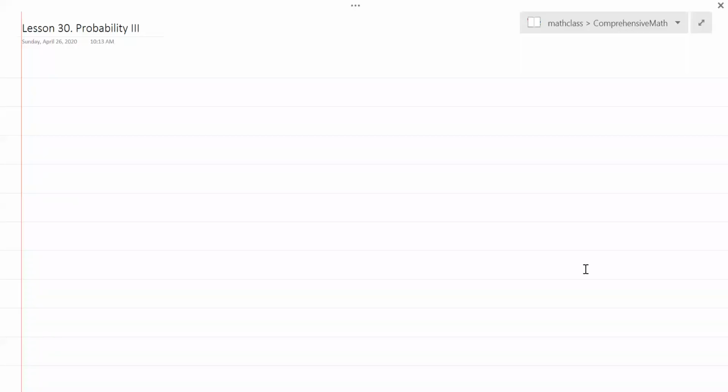Today we'll continue work on the probability class. All right, so our first problem, let's begin with a little simple one. We have four packages delivered to four houses, one to each house.